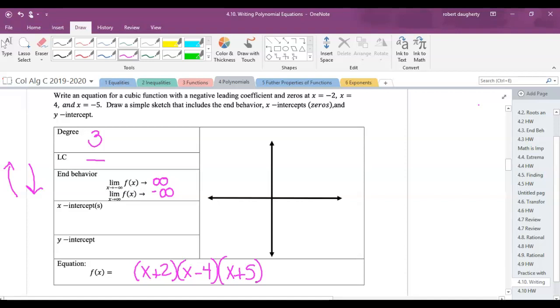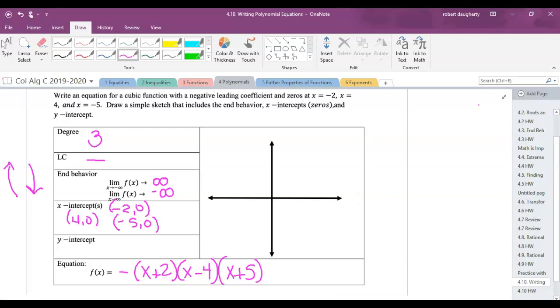Now, third degree, what did it say about the leading coefficient? It's negative. The one that I just drew, what's the leading coefficient down here? How would I make it negative? I could stick a negative in front. So that is a third degree polynomial with a negative coefficient. It has zeros at -2, 4, and -5. So the x-intercepts are what? (-2, 0), (4, 0), (-5, 0).